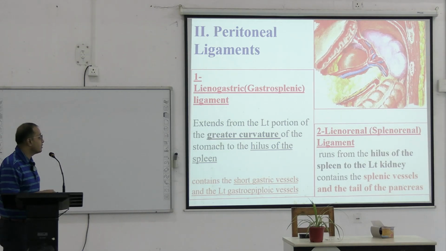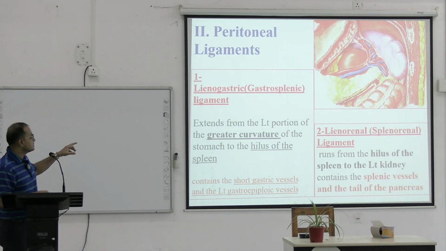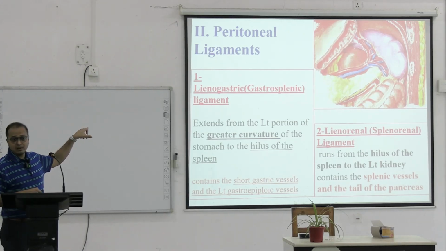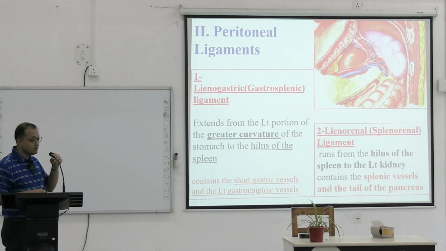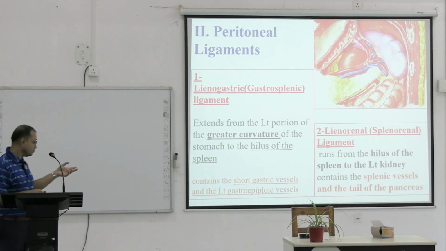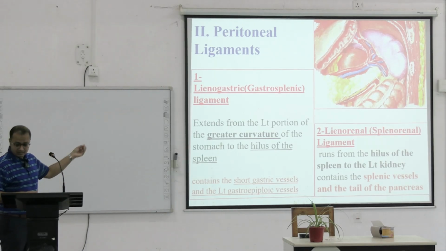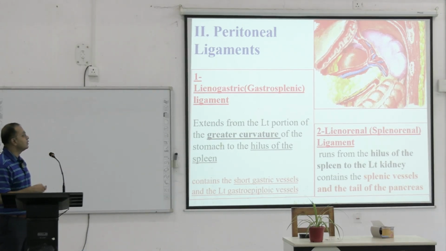We have to just catch this particular region over here. If you are disturbing this region with the gastrosplenic ligament, we are basically ripping these gastric vessels. This gastric vessel supplies the fundus of the stomach, which produces a number of gastrins and other substances that regulate the secretions of the stomach. That is why the content of this peritoneal ligament is important.